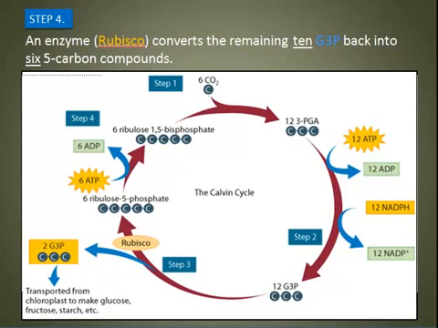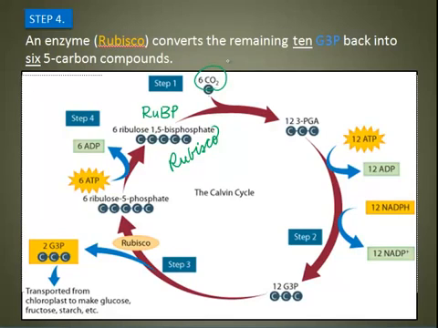So we're left with 10 G3P molecules. But in order to start the cycle over, these have to be converted back into RuBP. So an enzyme called rubisco converts the remaining 10 G3P back into 6 5-carbon compounds. And this completes the Calvin cycle. The RuBP is replenished, and then it can be used again to fix more carbon dioxide.